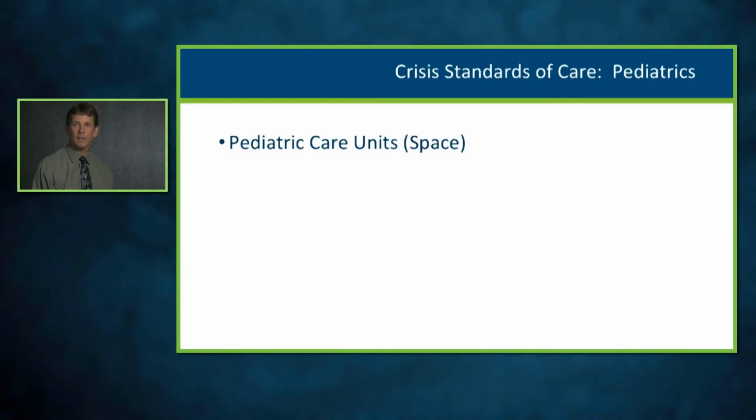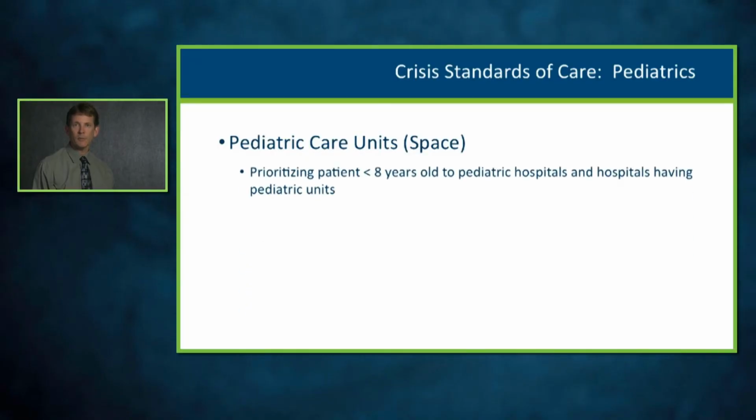Let's talk about pediatric-specific issues in crisis standards of care. There are few pediatric hospitals in the state, and if there were a lot of pediatric victims, there would be a shortage of beds. Injured children younger than 8 years old, or those with complex congenital or medical conditions, would preferentially be sent to pediatric hospitals.